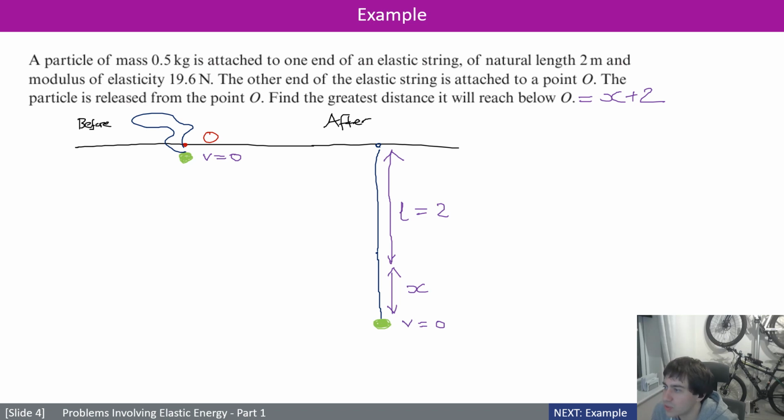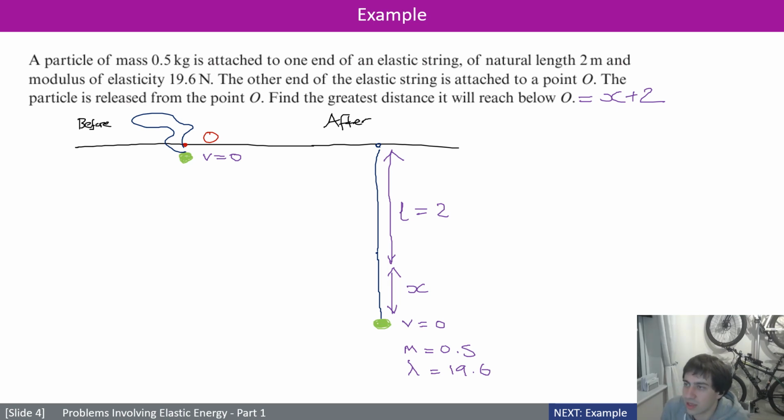So what other information do we have? We also have that the mass of the object is 0.5, and the modulus of elasticity is 19.6. Okay, cool. All right, so let's consider energies.